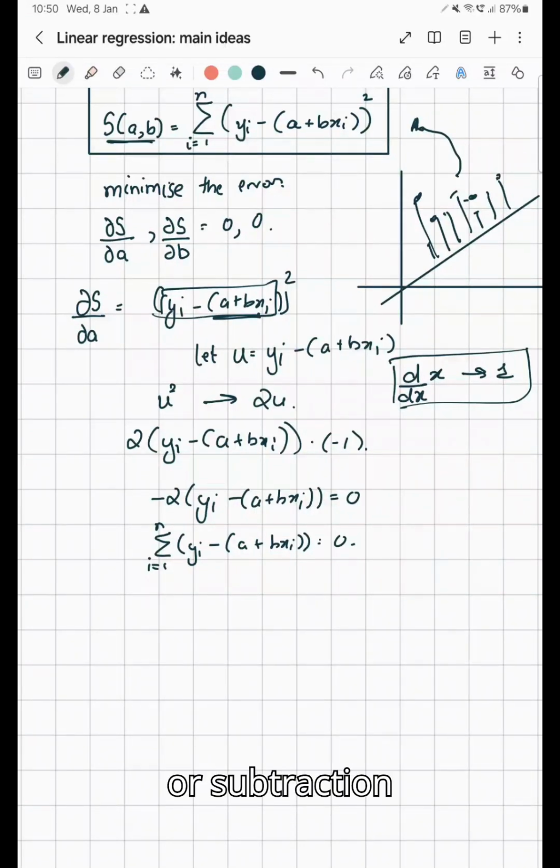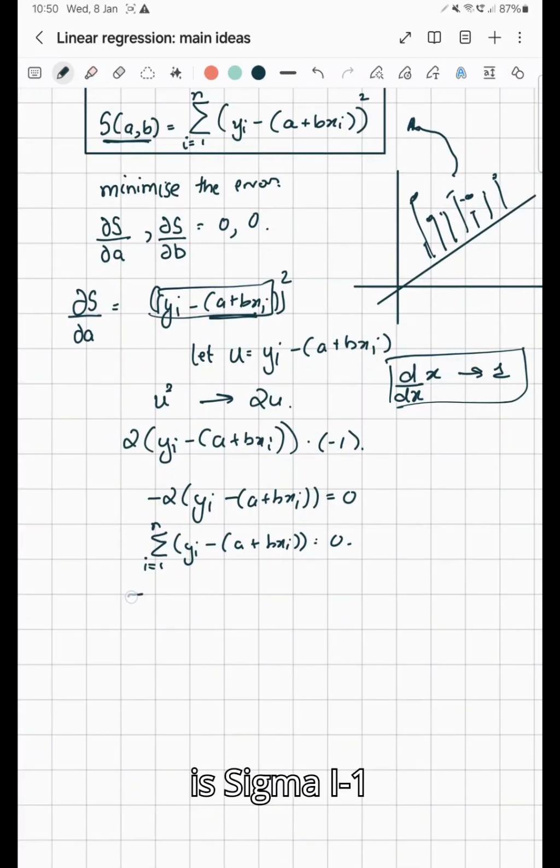It breaks over addition and subtraction. It doesn't hold for multiplication and division. So what we get is the sum from i equals 1 to n of yi, minus the same for a, plus the same for this, to be equal to 0.